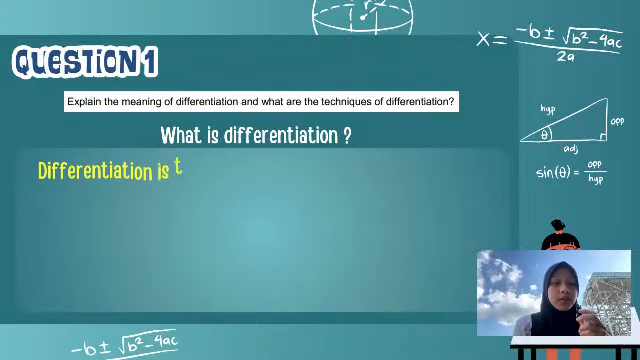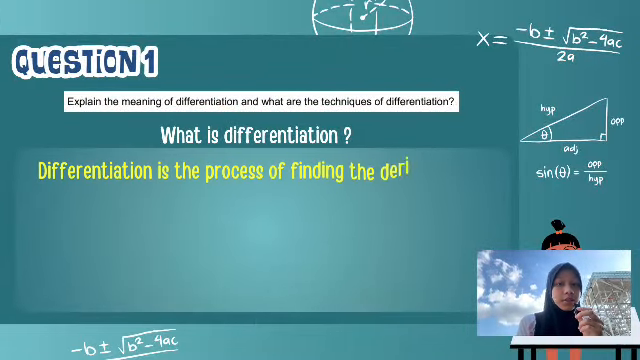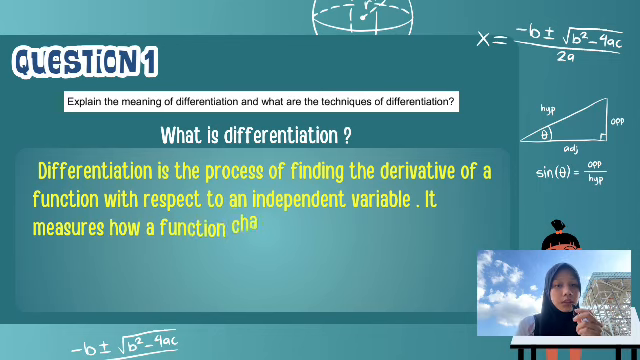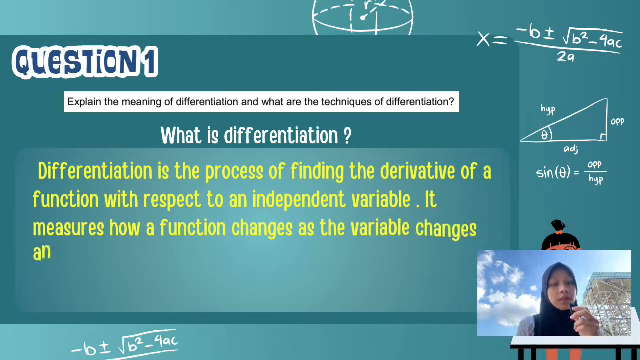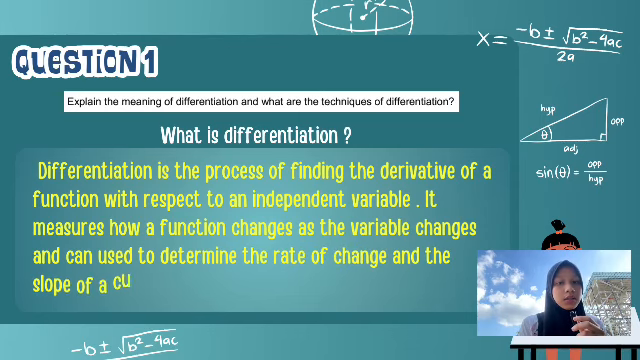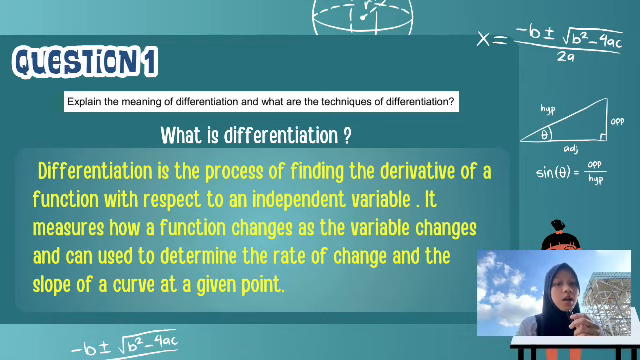I will explain question 1. Explain the meaning of differentiation. What is differentiation? Differentiation is the process of finding the derivative of a function with respect to an independent variable. It measures how a function changes as the variable changes and can be used to determine the rate of change and the slope of a curve at a given point.